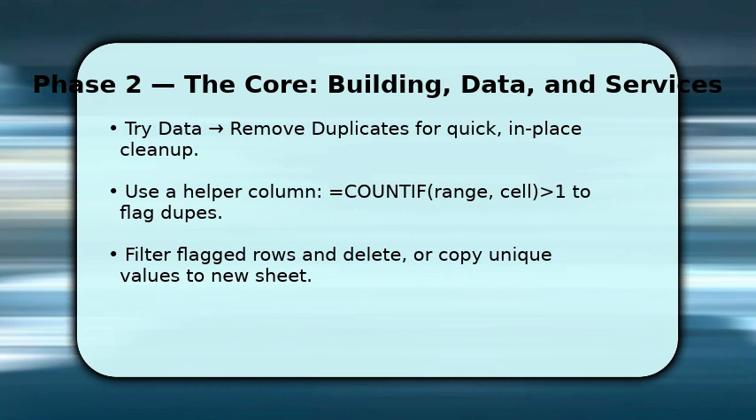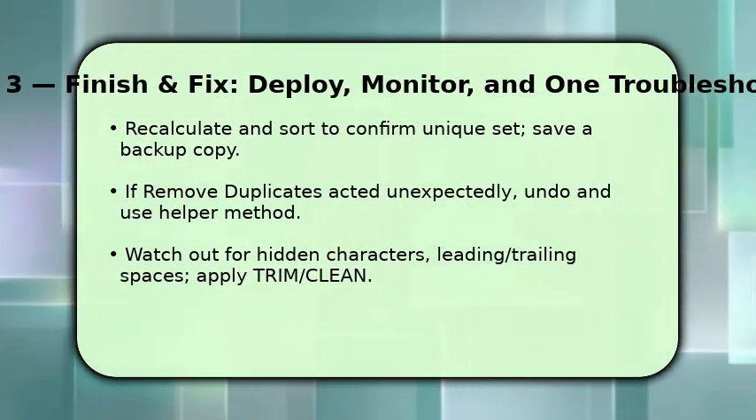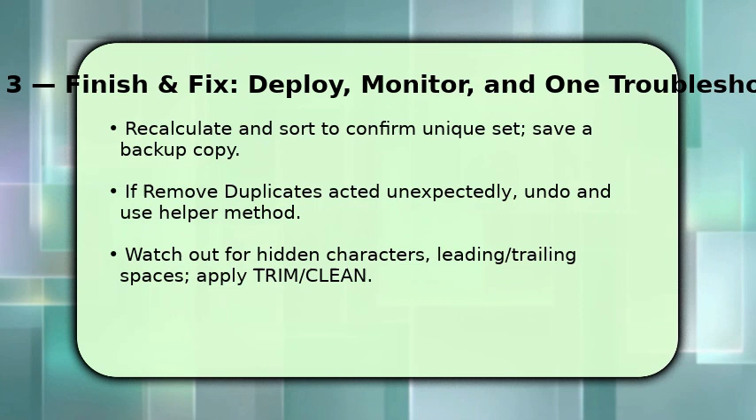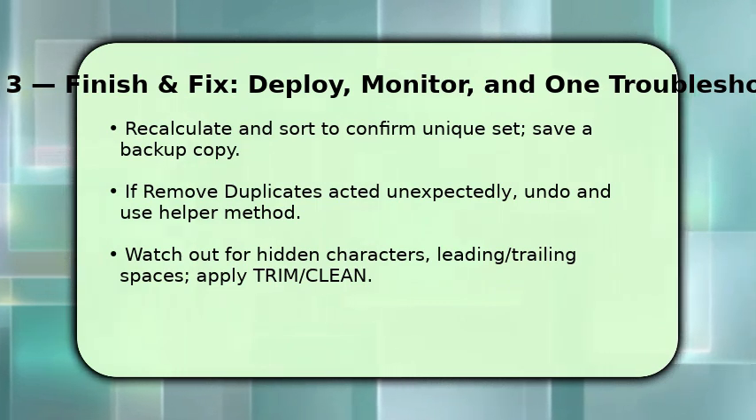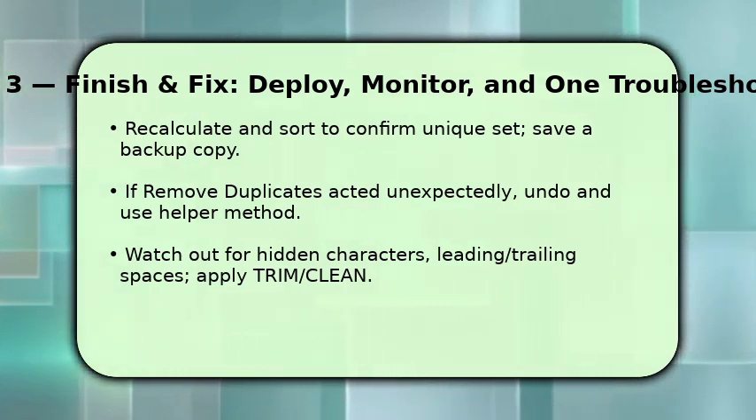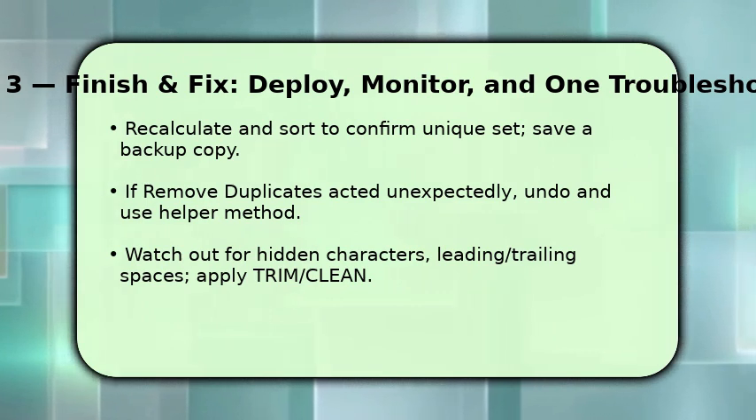Finish by sorting and recalculating so you can visually confirm only unique numbers remain, and save a backup copy now. If Remove Duplicates removed unexpected rows, immediately undo, then use the helper column approach to inspect duplicates before deleting.